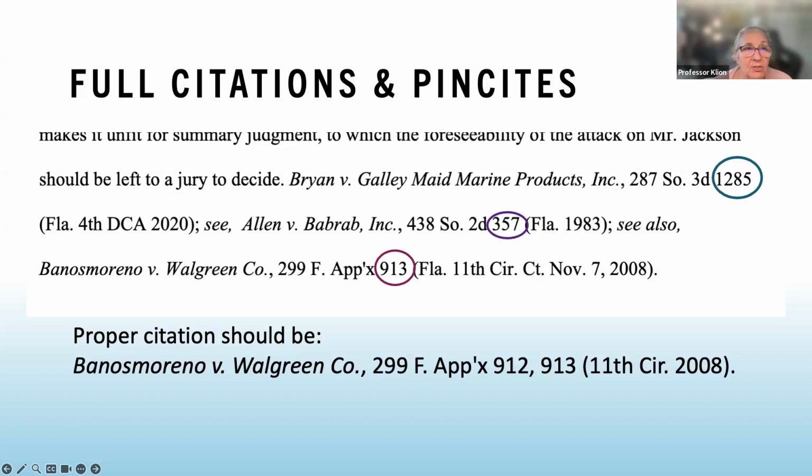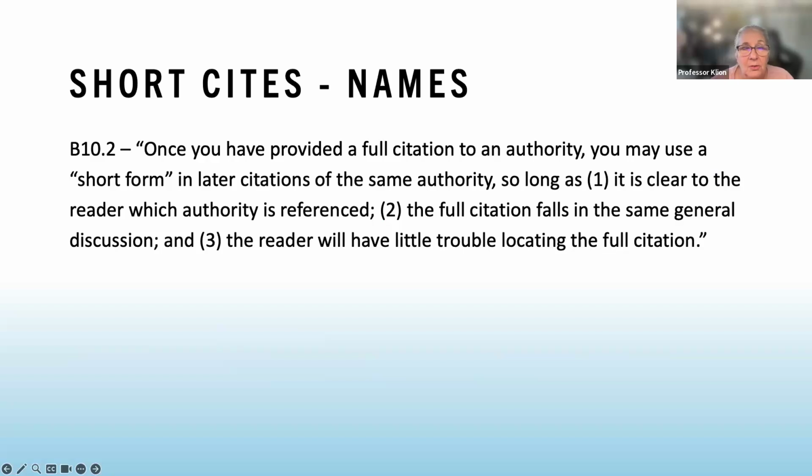Let's talk for a second about short cites. Once you have cited a case in full form the first time, for the rest of the time during your discussion section, especially within subsections, you should be using short cites. You can use a short cite anytime it is clear to the reader what authority you are referencing and if the full citation falls in the same general discussion. You have one discussion section, so all of your cites fall within the same general discussion. That said, at a minimum, each subsection, once you have cited something the first time, everything else should be a short cite.